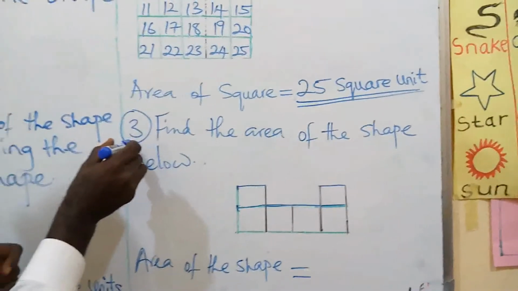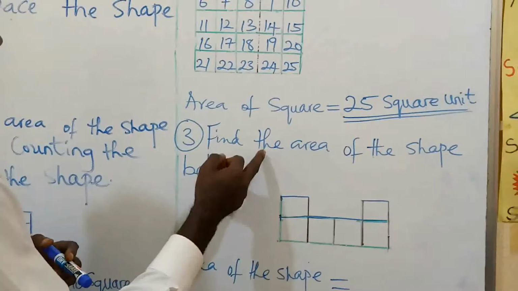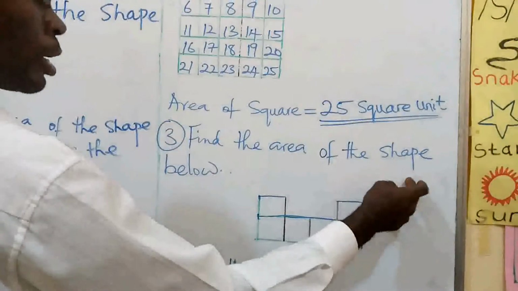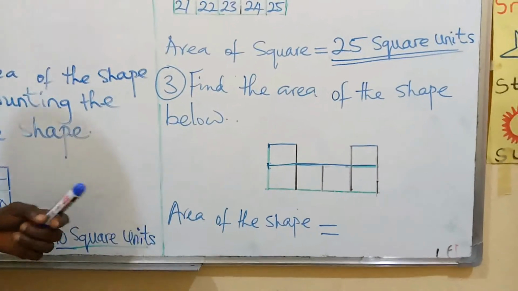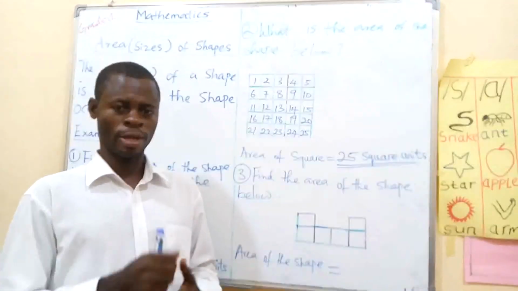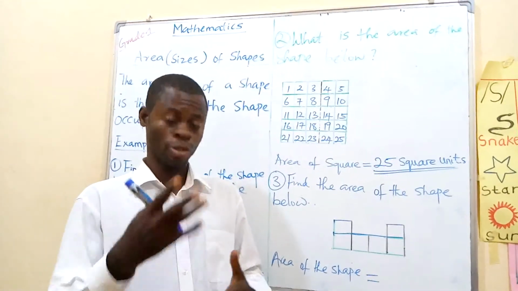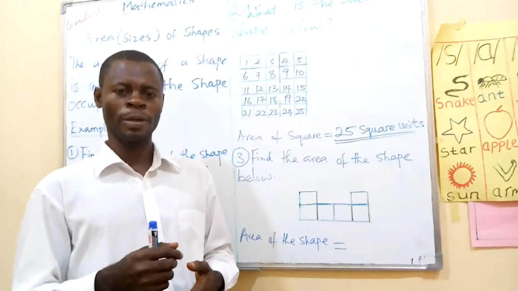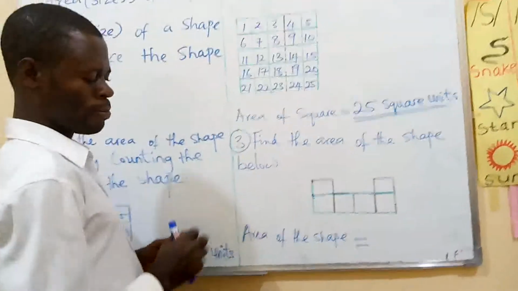So next we are going to look at example 3. And the question there is, find the area of the shape below. Here is the shape. Like I told you earlier, for your level, we are not going to use the formula method in finding areas. When you proceed to the higher classes, you learn how to use the formula method. But for your level, we're going to use only the counting the squares method.